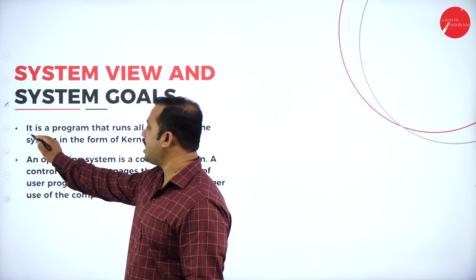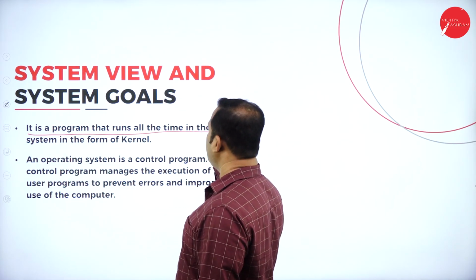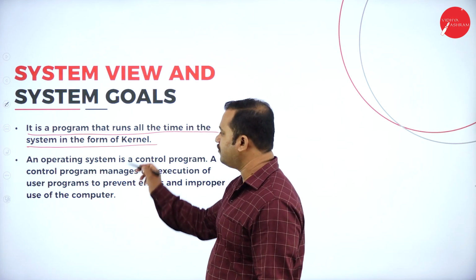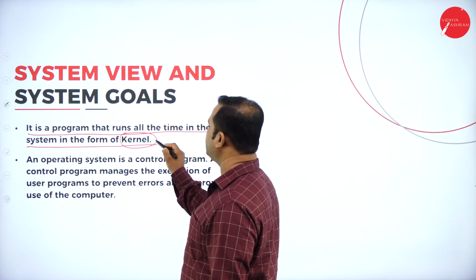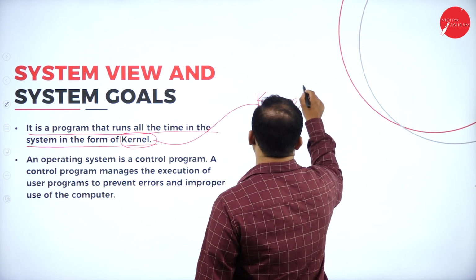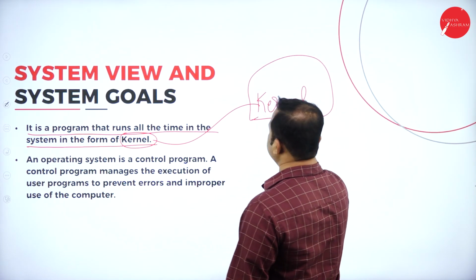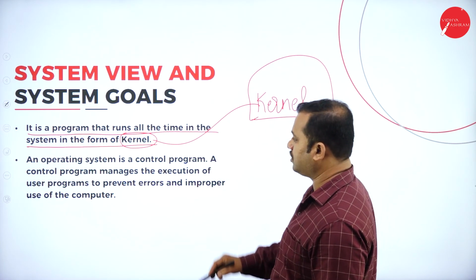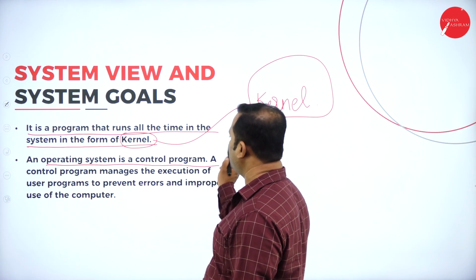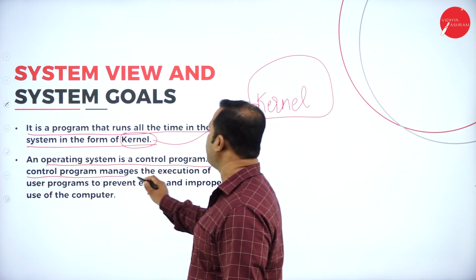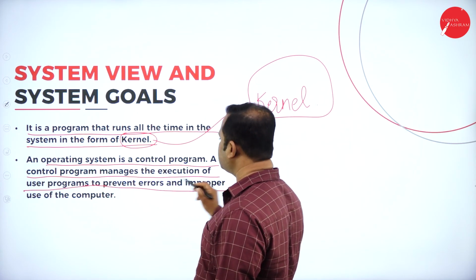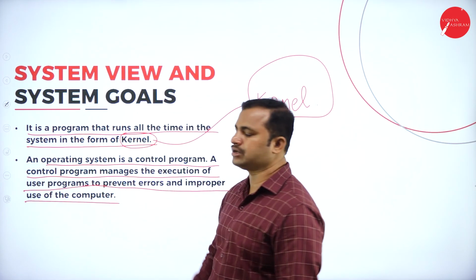It is a program that runs all the time in the system in the form of the kernel. What is the meaning of kernel? I am using the word kernel, K-E-R-N-E-L, here, which is an inbuilt software. It is an operating system. An operating system is a control program. A control program manages the execution of user programs to prevent errors and improper use of the computer.